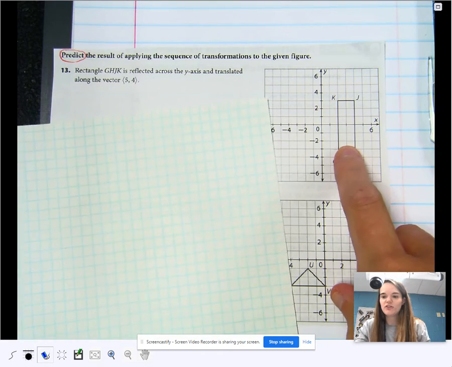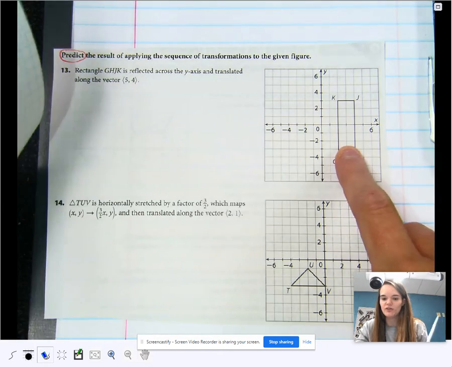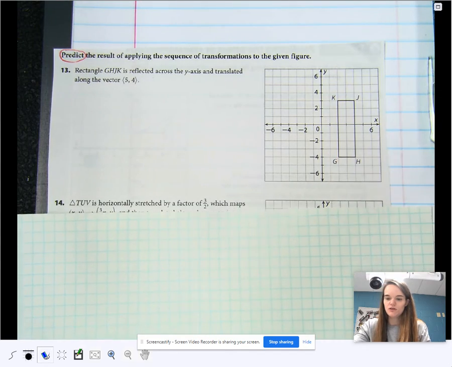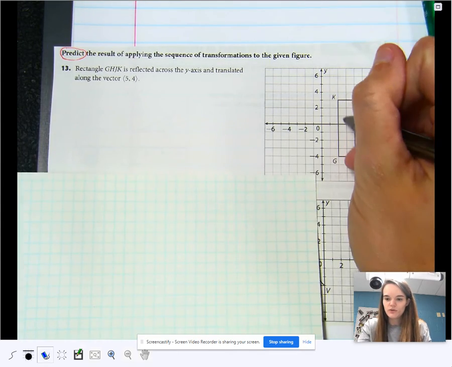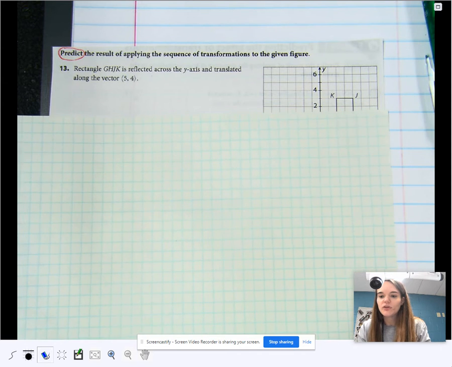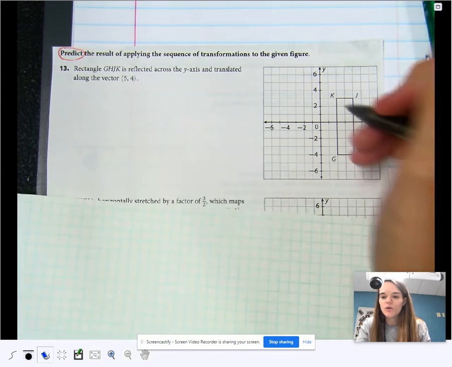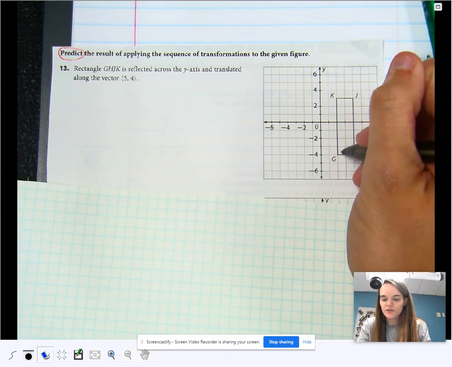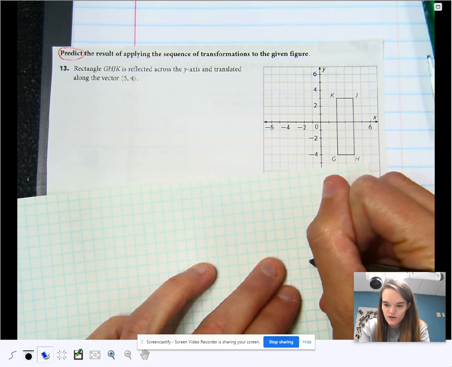And I'm just going to trace the figure. I'm not going to trace anything else. 1, 2, 3. Oh, wait. My grids don't match, do they? No. 1, 2, 3, 4, 5, 6, 7. So let's say 7.